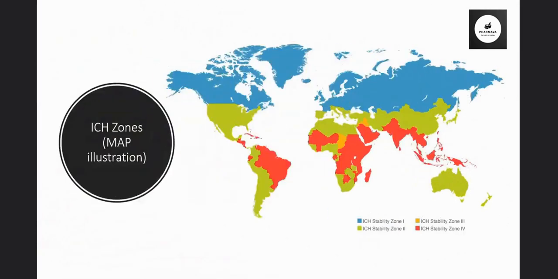Now let's look at the map illustrations of the ICH zones. There is a global map you can see on the screen. The upper regions of the map, which are blue in color, show the ICH zone 1. The regions below that, in green color, show the zone 2 regions, and below that the orange color shows the zone 3, followed by the red color regions which show the ICH zone 4.